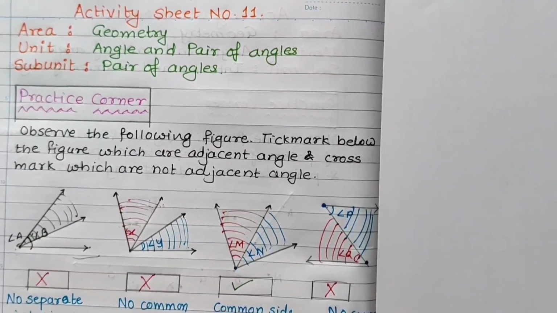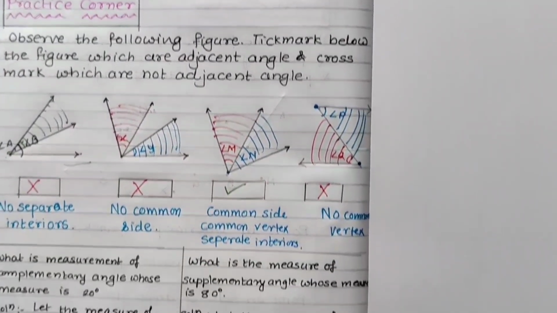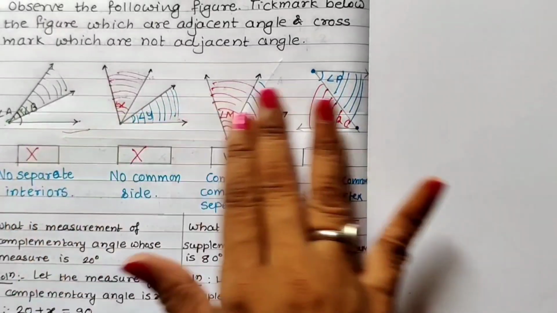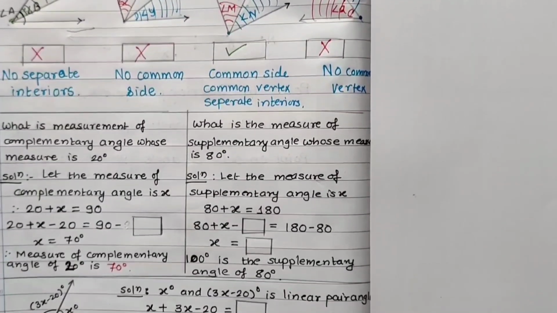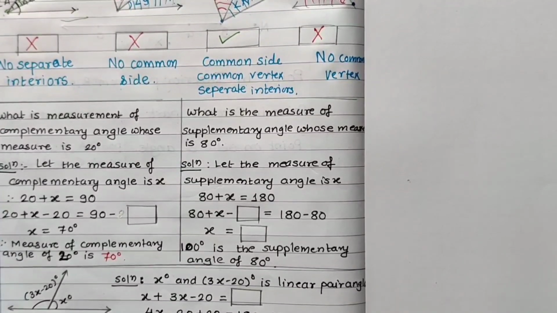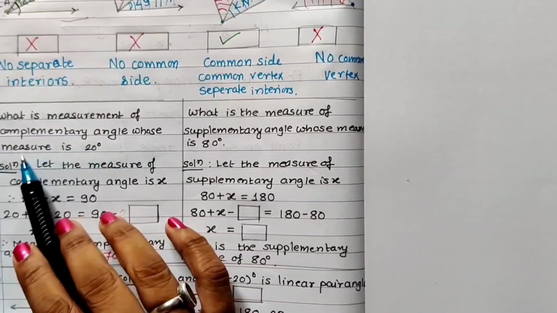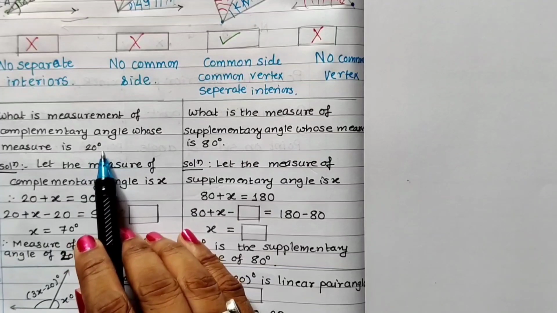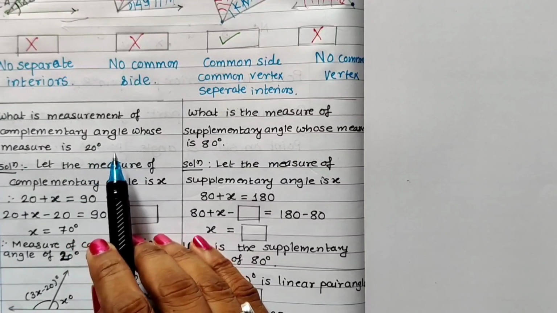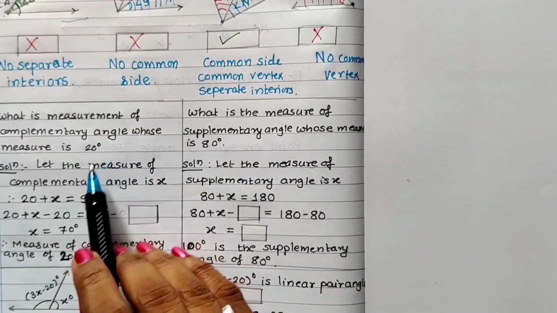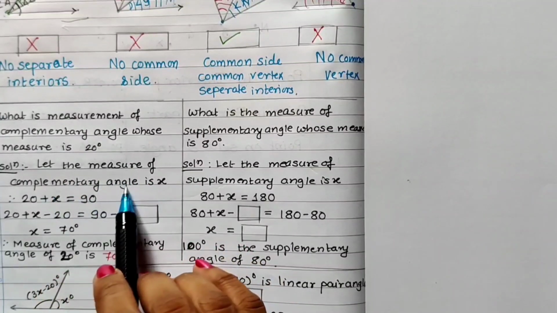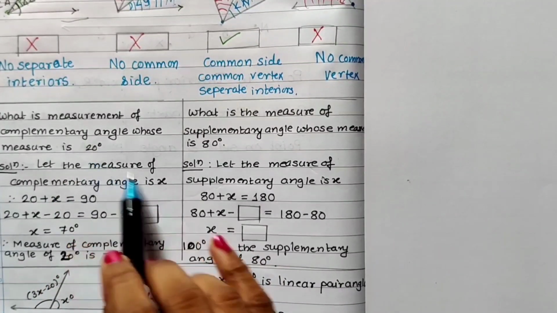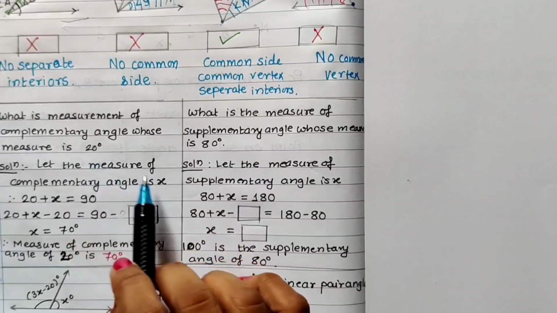So we have to continue activity sheet number 11. We have solved this sum before. Now let us go on to the next sums from the practice corner. What is the measure of the complementary angle whose measure is 20? We don't know the measure of the complementary angle of 20 degrees, so we have to take it as x. So let the measure of the complementary angle be x. So x and 20 are making complementary angles.